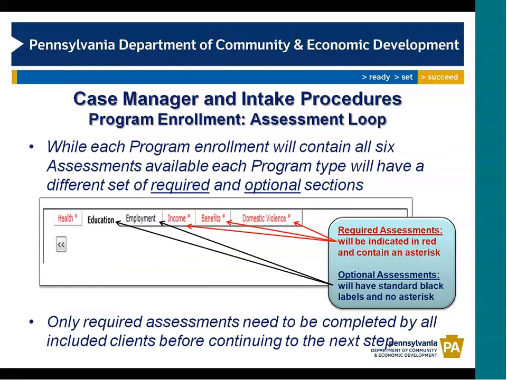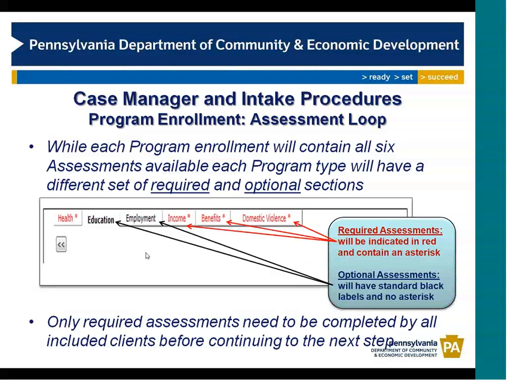Now, while each program enrollment will contain all 6 of these by default, depending on the program type, we know from the HUD data standards which program types require which assessments to be included during entry and exit. The system will categorize those and either require or place them as optional. Those that are required will be highlighted in red and have a little asterisk. Basically, that means that assessment needs to be completed for all clients included in the enrollment before you can continue to the next assessment or finish the process and continue on to the next step.